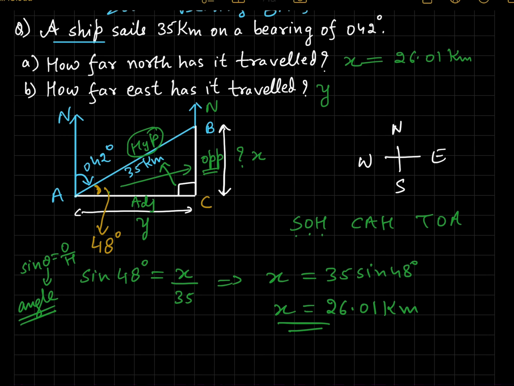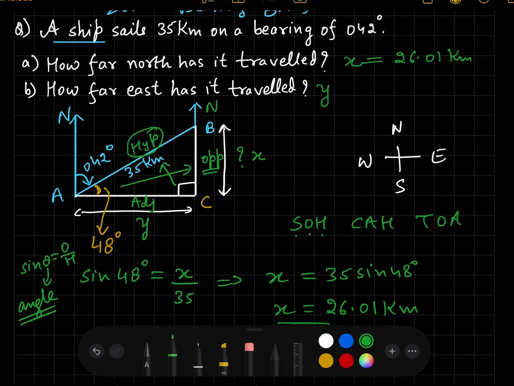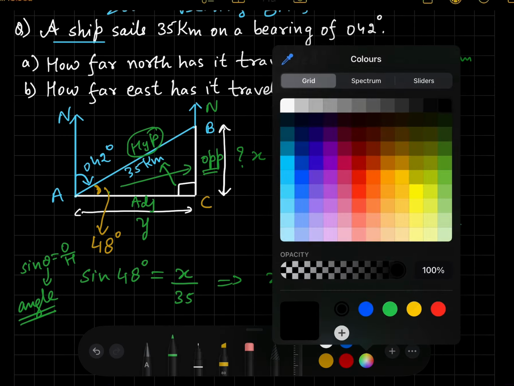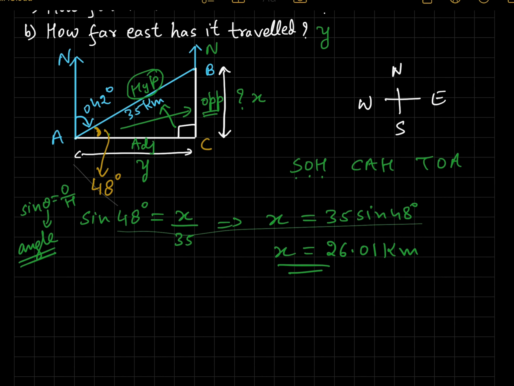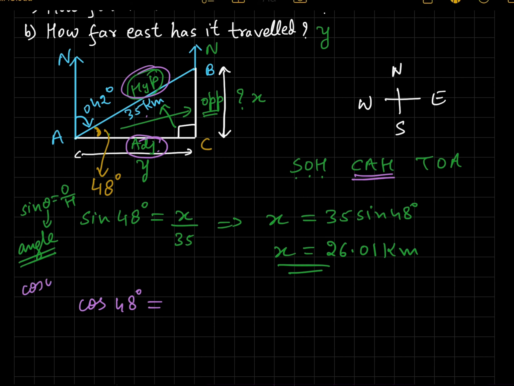Now how far east has it traveled? So for the east distance, what you will do here, let us see. East distance is Y. Okay, Y is adjacent. Y is adjacent, and 35 we have as hypotenuse. So which ratio, adjacent over hypotenuse, is cosine. So we will say cos of 48 degrees, cos theta is what? It is adjacent over hypotenuse.